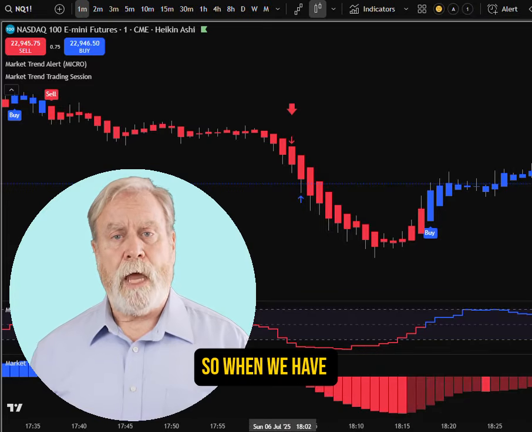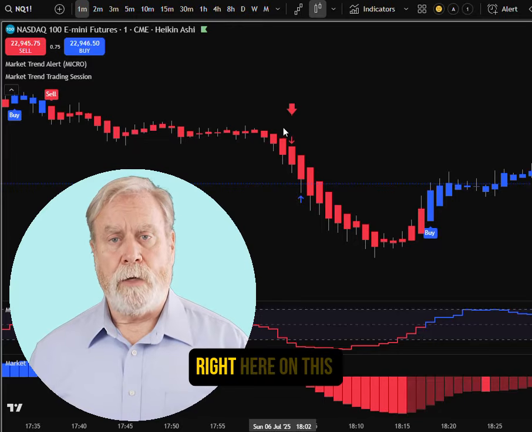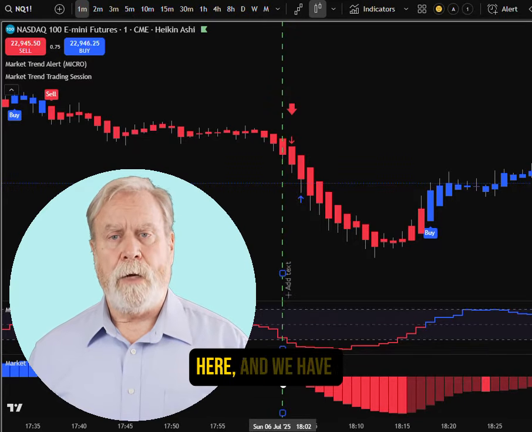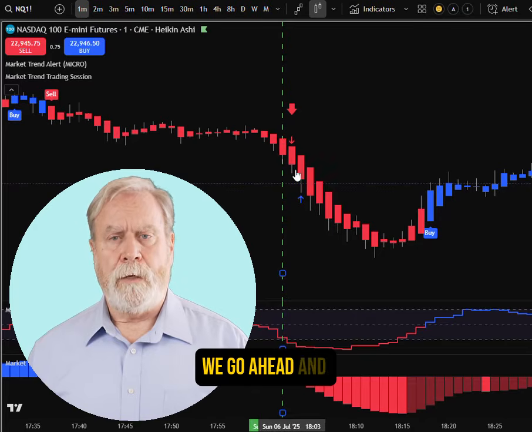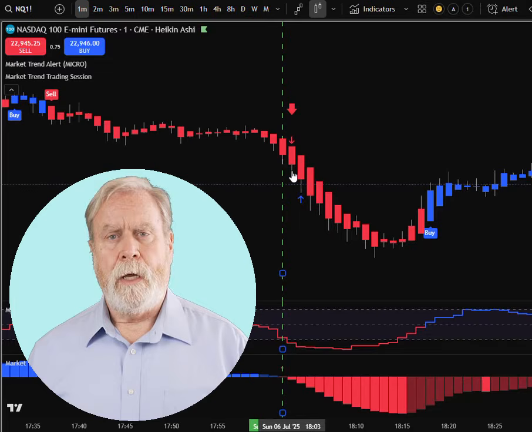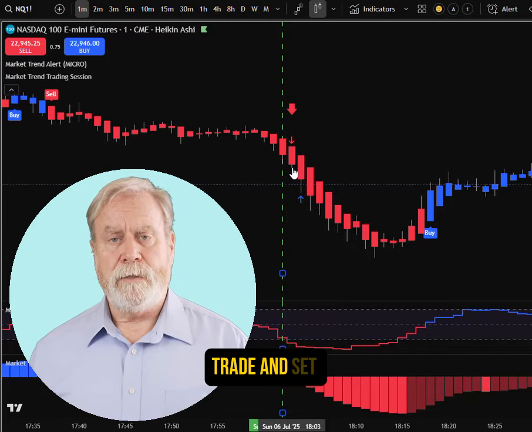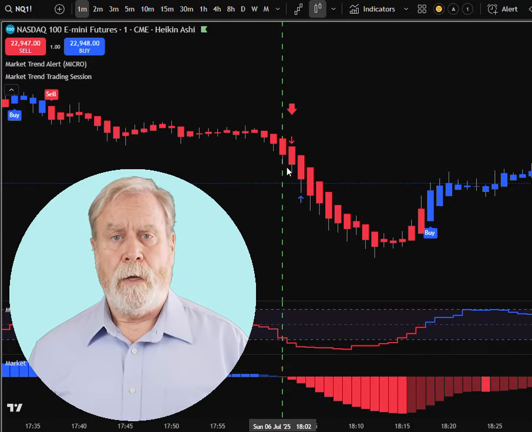So when we have an agreement, which happened right here on this candle, you see it flips to red down here, and we have red candles up here, we go ahead and take the trade. So I got in on this candle right here, and we took the trade and set a take profit of 40 ticks. Let me go ahead and measure that out for you real quick.